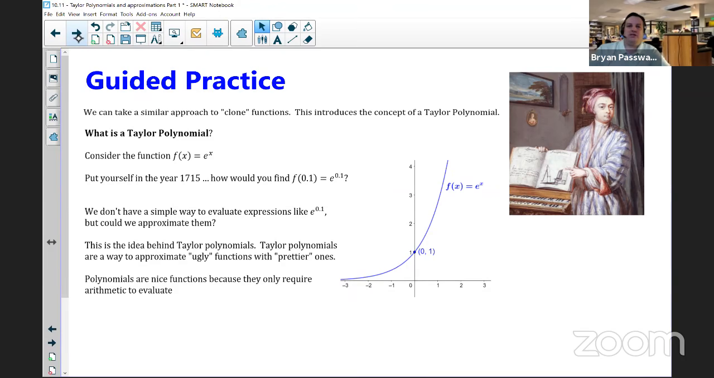You know, I'm going to take that function and tattoo it on my arm. Who would ever do that? Oh yeah, some of us would. Actually, it would be kind of cool to have a tattoo of the function on your arm. But anything else is kind of different, right? But why would we want to clone a function? Well, we're going to talk about why. But this idea of a Taylor polynomial is how we're going to clone functions.